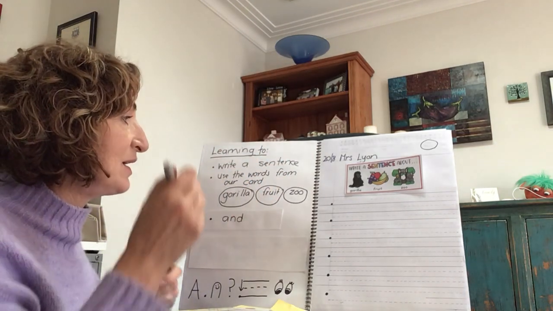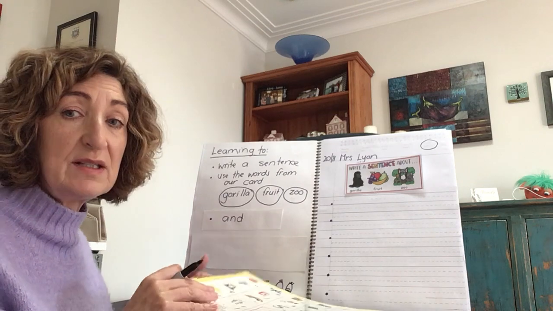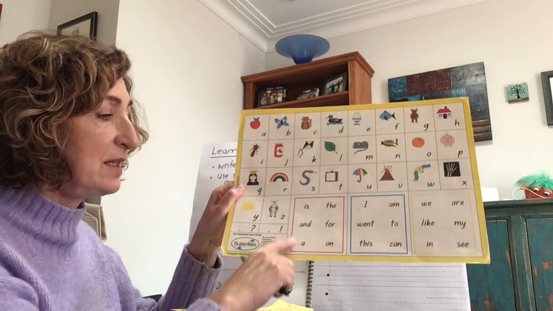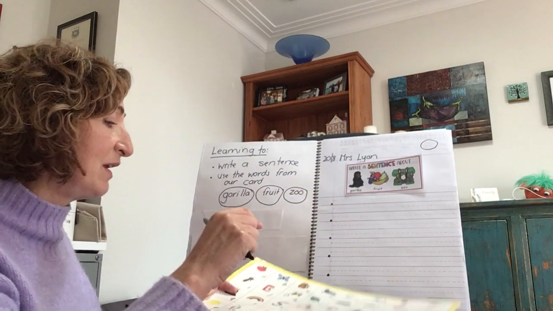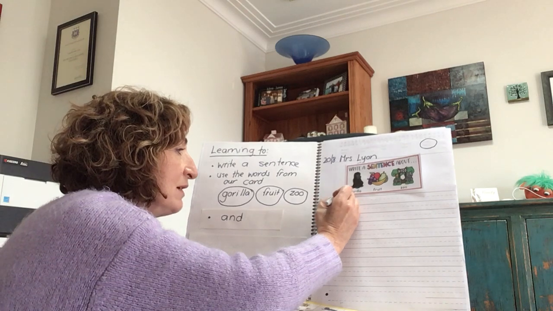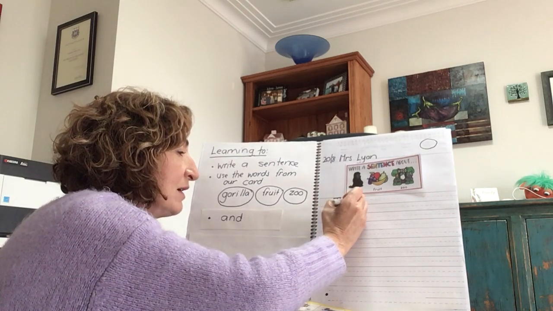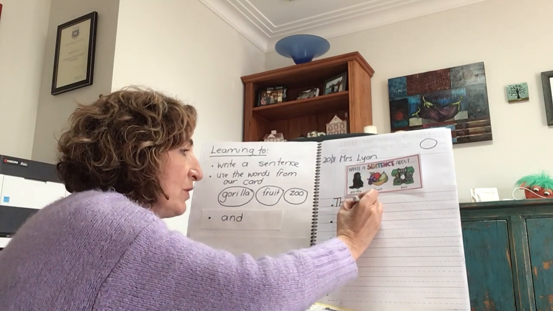So let's try that. The gorilla lived in the zoo. First word is the. Using my butterfly card, there it is in the red box. If you can read it, you can write it. The gorilla. Let's try. And I've got to start with a capital letter. The gorilla. So finger space, and I can just copy that word.